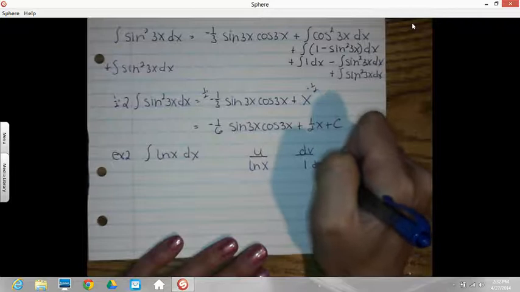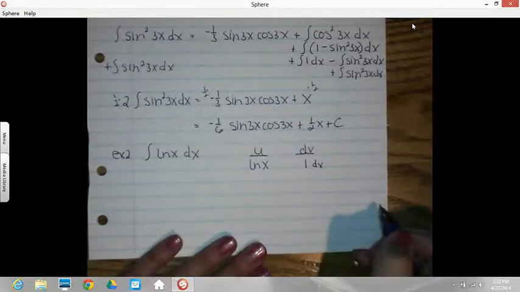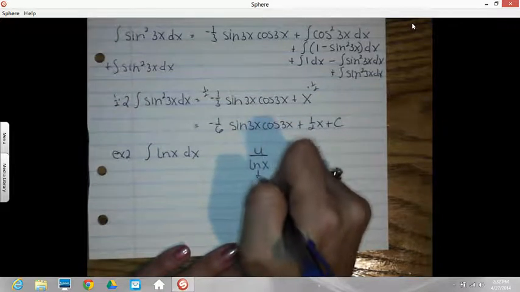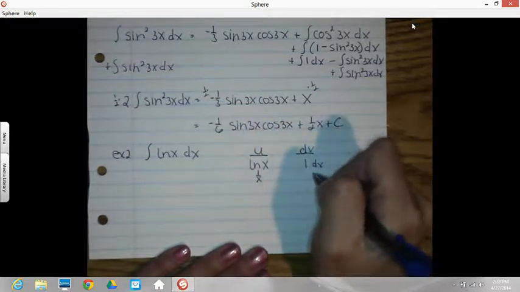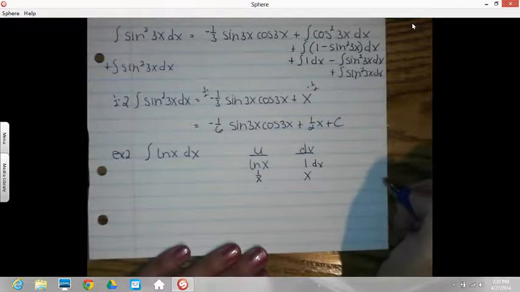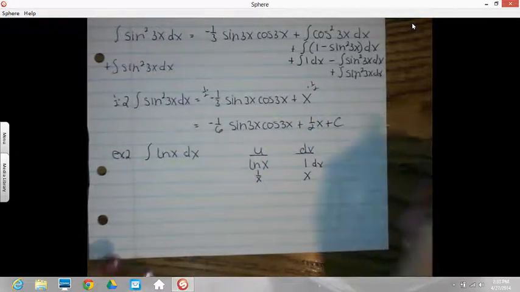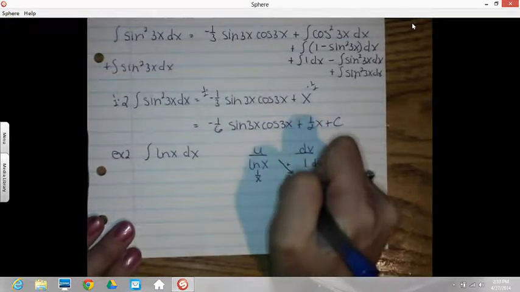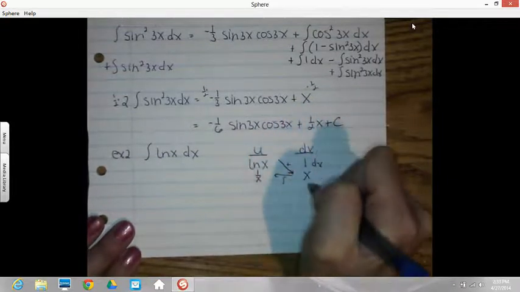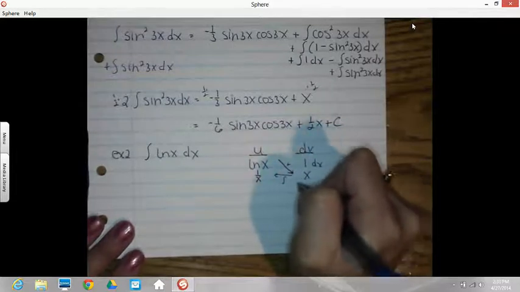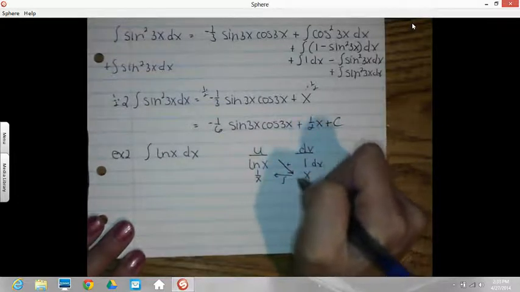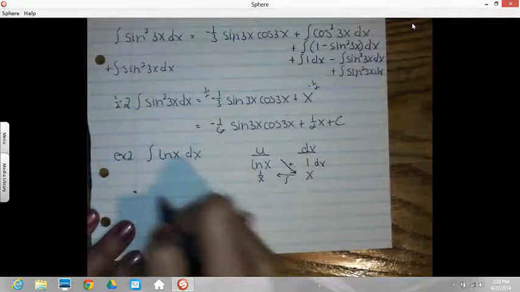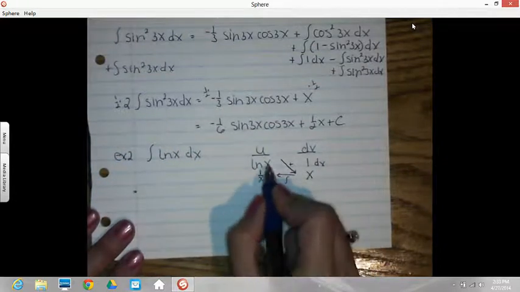And again, you don't have to write the dx. The derivative here is 1 over x. Integrating here is x. I'm going to stop right there. Multiply. Integrate. I could have reassociated, but that's all right. Same thing.